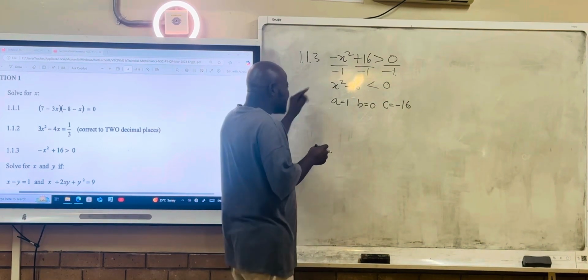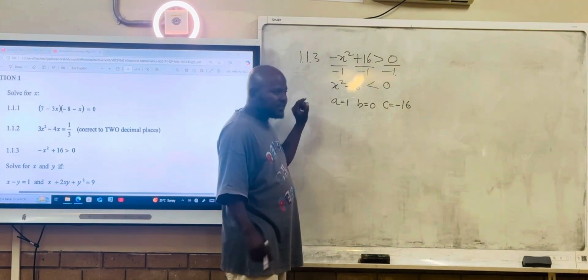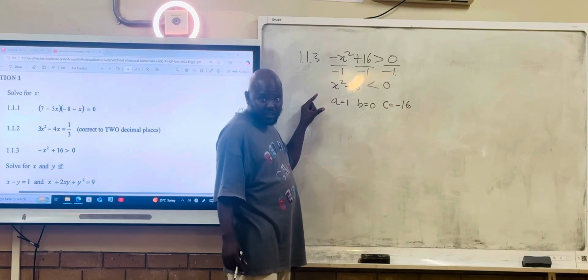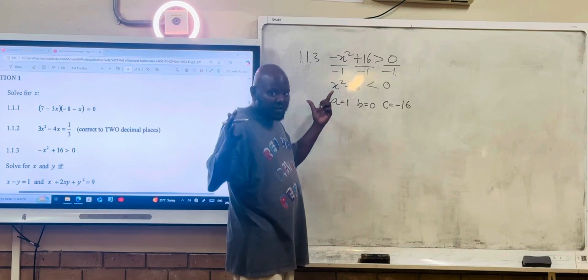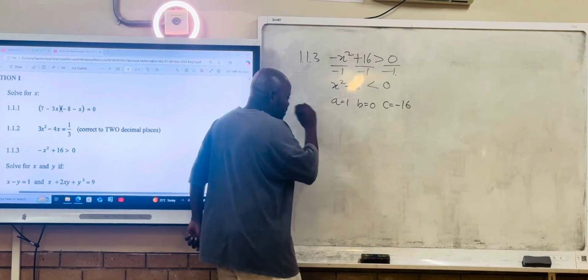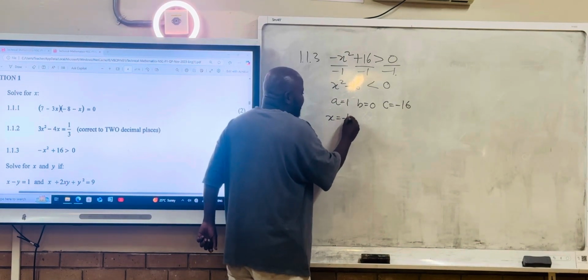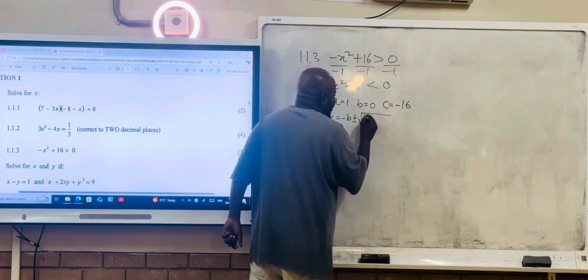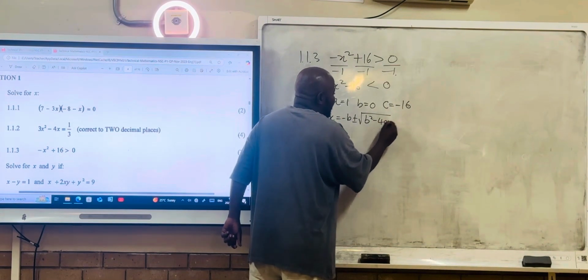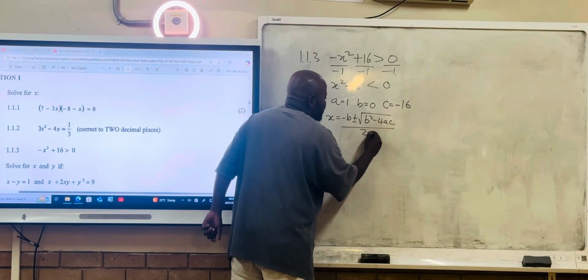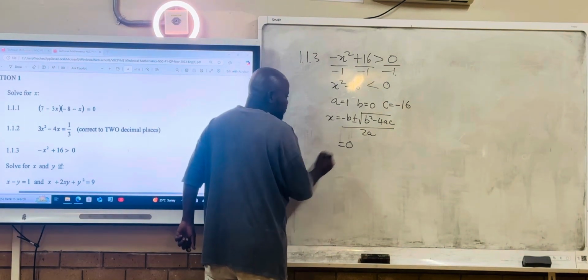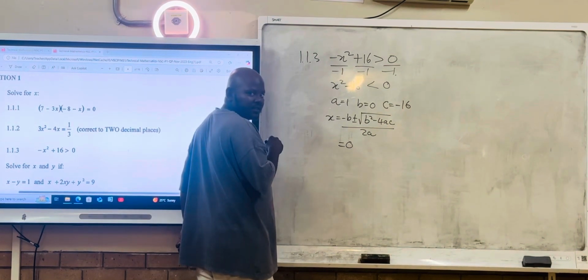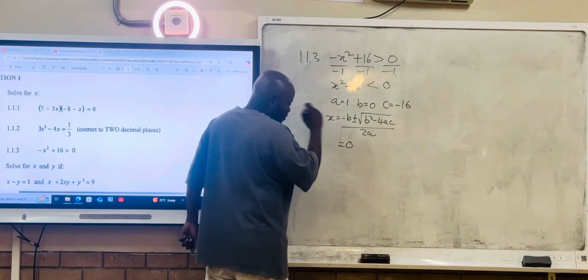I know this is simple, but with technical maths learners, we must just try to use the quadratic formula, because we won't get our solutions wrong. So x will be equal to negative b plus or minus the root of b squared minus 4ac, divided by 2a. What is the value of b? It's 0.